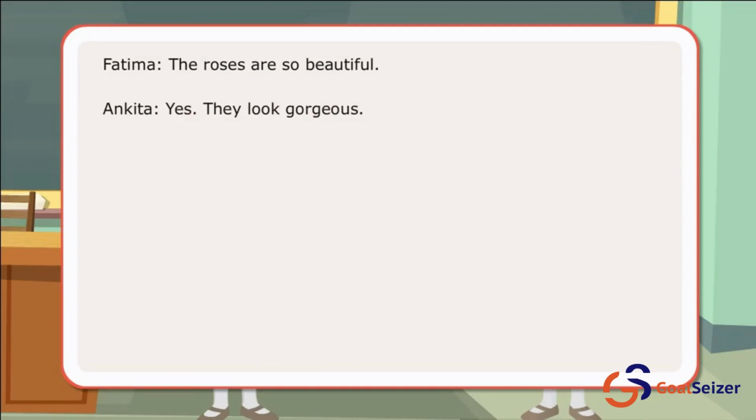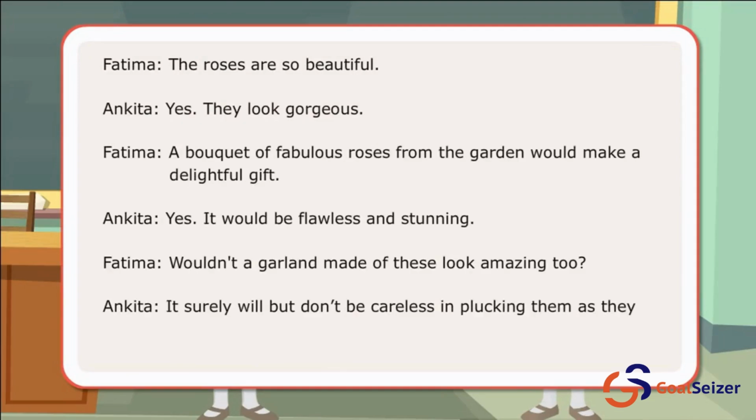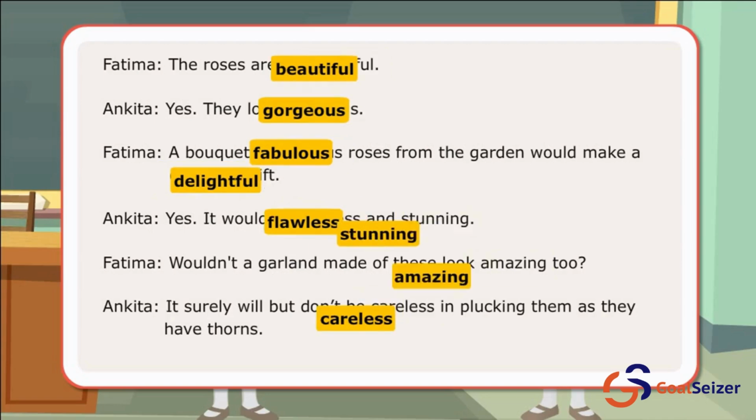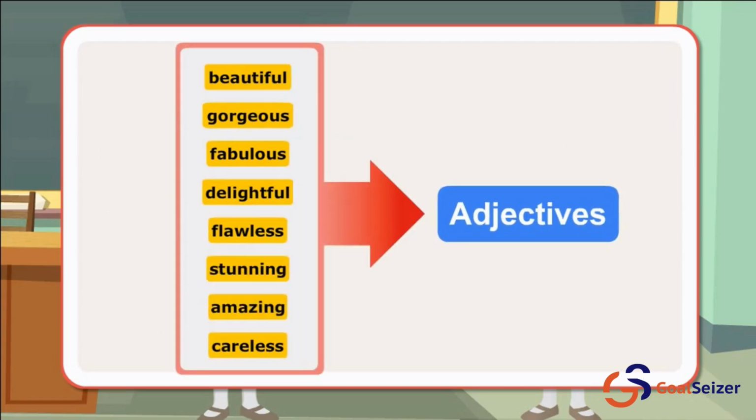In this conversation, the girls have used certain words for describing various items made from roses. These can be identified and grouped on the basis of their endings. The words beautiful, gorgeous, fabulous, delightful, flawless, stunning, amazing, careless are examples of adjectives that can be grouped according to their endings.